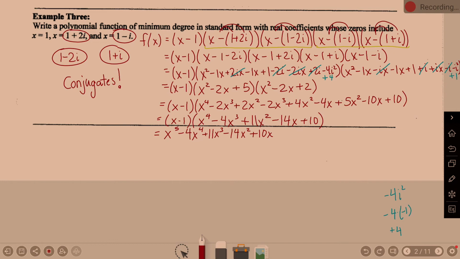Now I'm going to take everything and multiply by negative 1, which basically means I take all the terms as is and change their signs. So minus x to the 4th plus 4x cubed minus 11x squared plus 14x minus 10. And then clean up like terms on that last step.